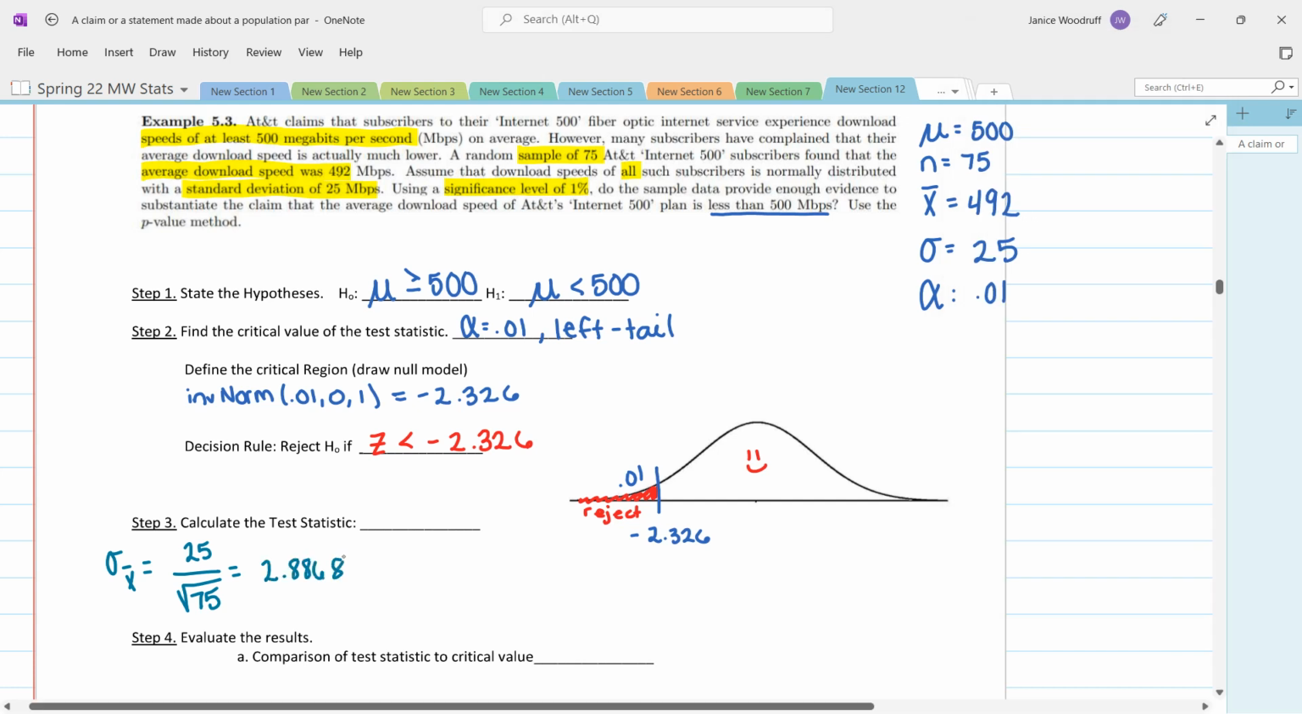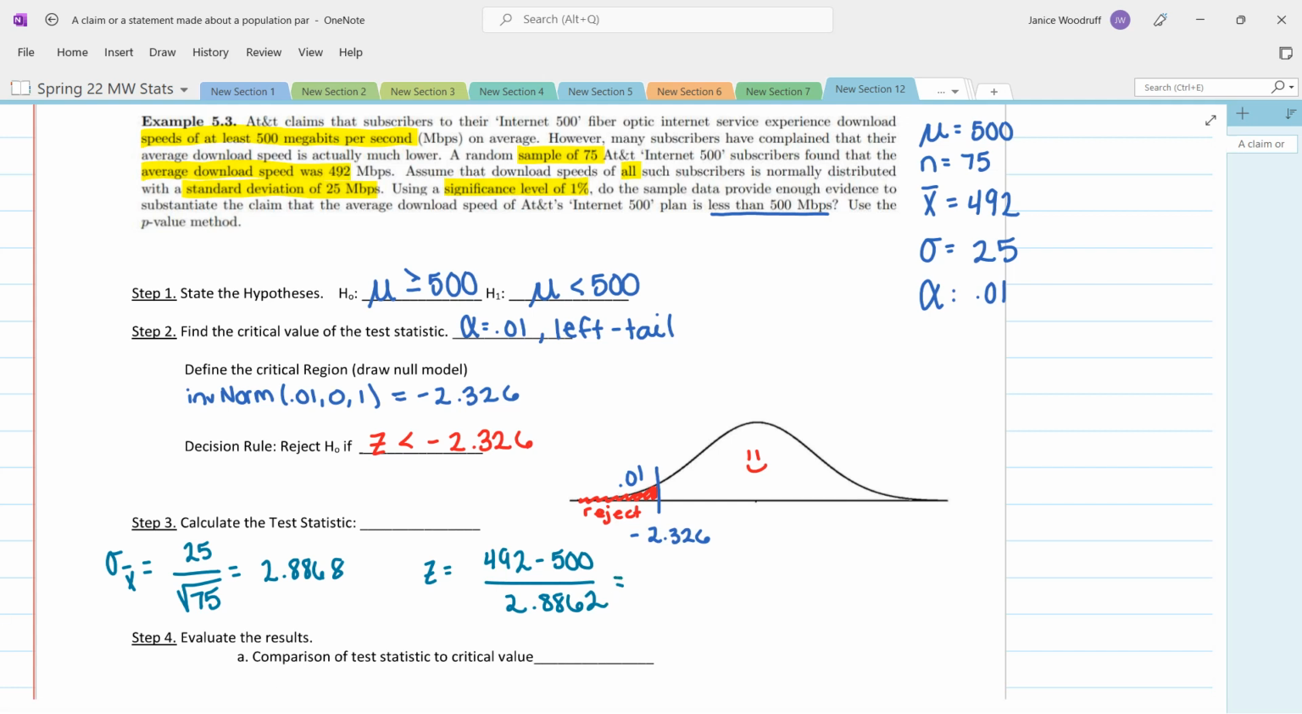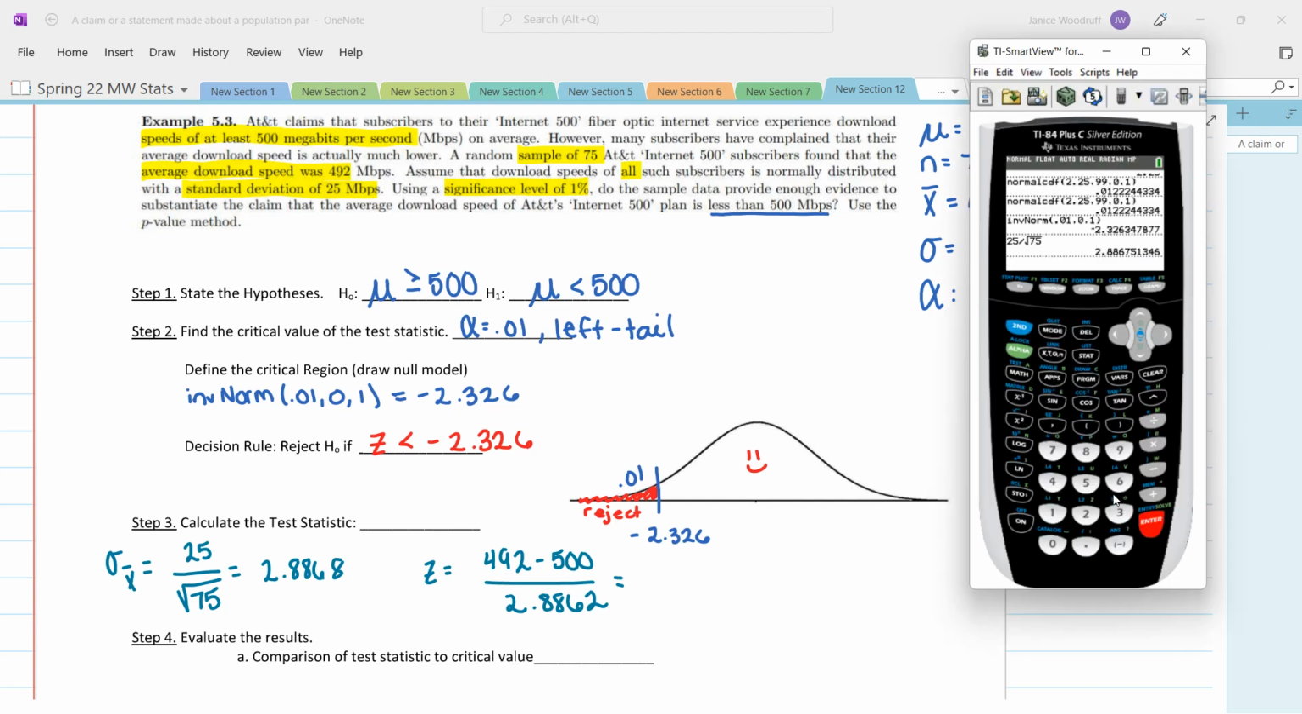And then we'll do our z-value. So that'll be x bar, 492, minus 500, over 2.8868. Let's see, 492 minus 500 divided by 2.8868. So negative 2.7712.